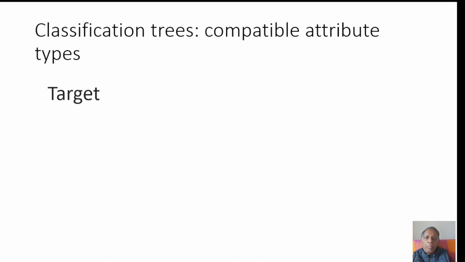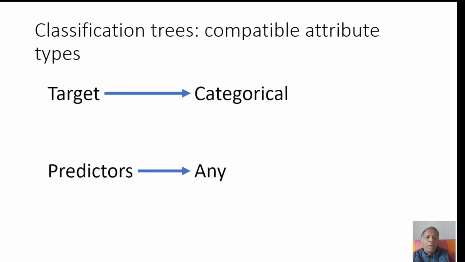Okay, so the compatible attribute types are: target has to be categorical, predictors can be anything. Okay, so these are the requirements for classification trees. If you have a target attribute which is not categorical, then obviously you cannot use classification trees, but you can still use regression trees. We'll look at that later.